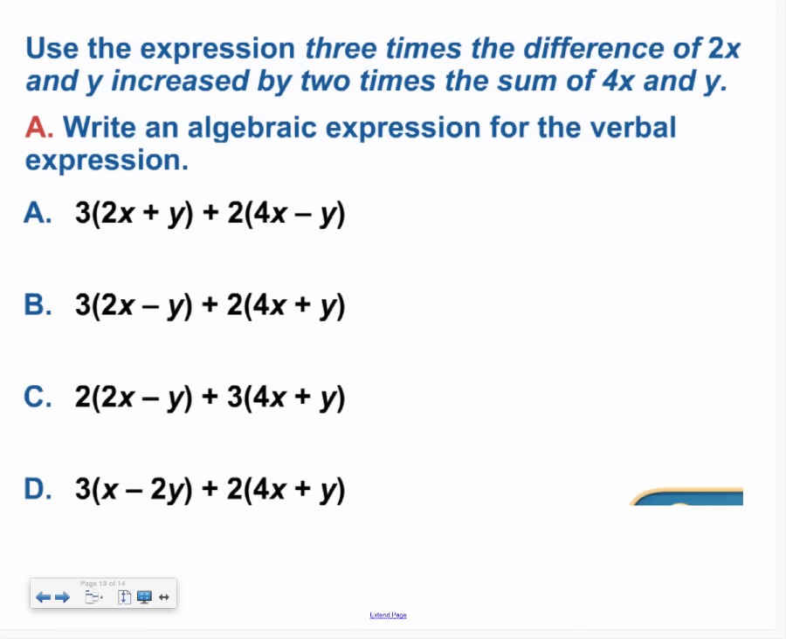Okay, hopefully you ended up with 3 times the quantity of 2x minus y plus 2 times the quantity of 4x plus y. If that is not what you got, show me your work tomorrow in class or ask a friend. Go back and watch the part of the video again. That's why we have these videos, so you can rewind and make sure you fully understand the concepts before you move on.